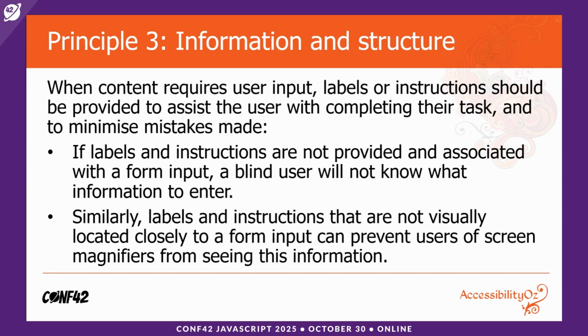When content requires user input, labels or instructions should be provided to assist the user with completing their task and to minimize mistakes made. For example, if labels and instructions are not provided and associated with a form input, a blind user will not know what information to enter. Similarly, labels and instructions that are not visually located closely to a form input can prevent users of screen magnifiers and people with cognitive disabilities from seeing this information.